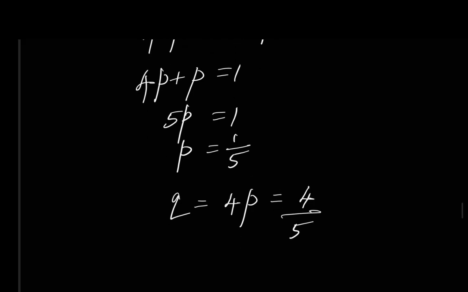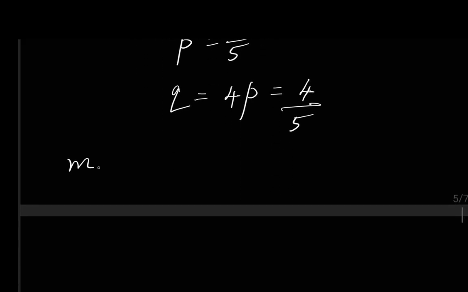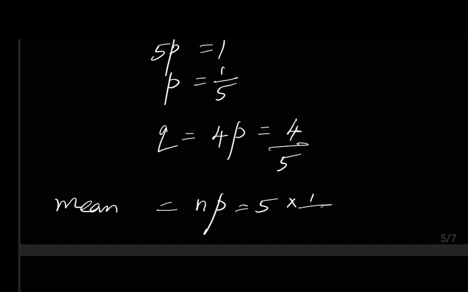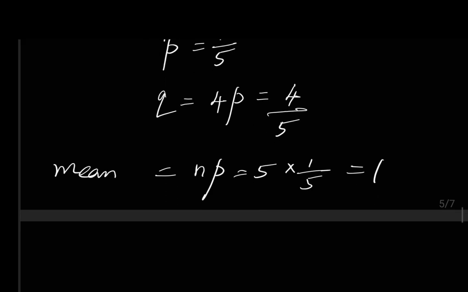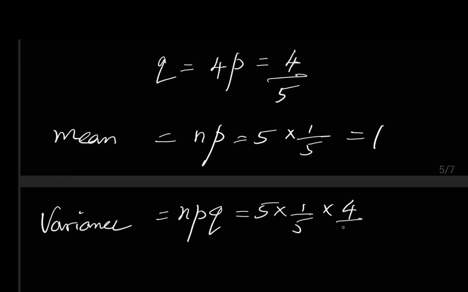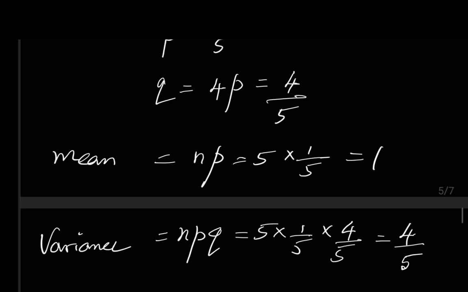Now we will answer the question. The question is find the mean and variance. So mean is equal to NP. So N is 5, P is here 1 by 5. 5, 5 cancel. You will get 1. Then variance, NPQ. 5 into P is 1 by 5, Q is 4 by 5. So 5, 5 cancel. You will get the answer 4 by 5. So this is the answer. With that, this exercise is over. Thank you.